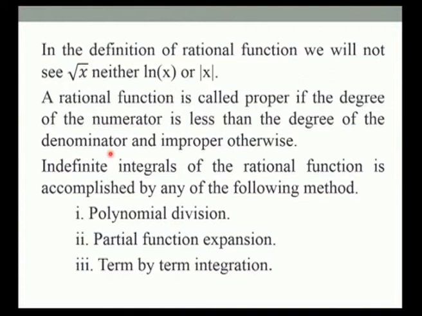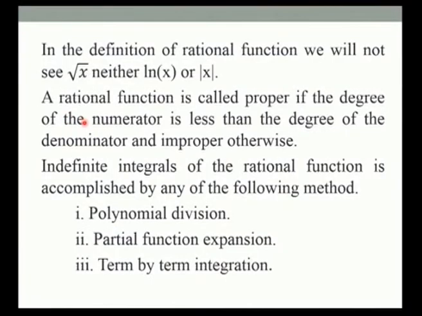That is, if the degree of the numerator is less than the degree of the denominator, the rational function is called a proper rational function. If the degree of the numerator is greater than the degree of the denominator, such a rational function is called an improper rational function. This is how rational functions are classified as proper rational function and improper rational function.